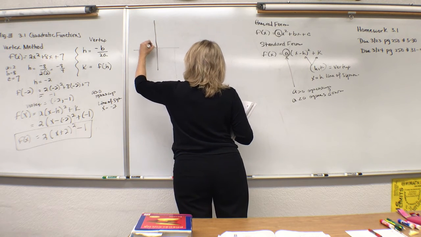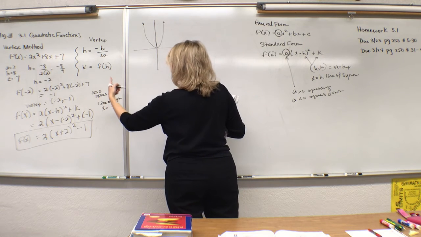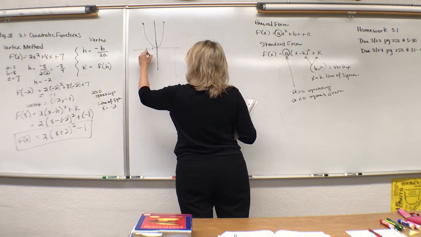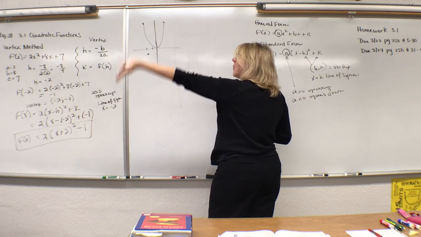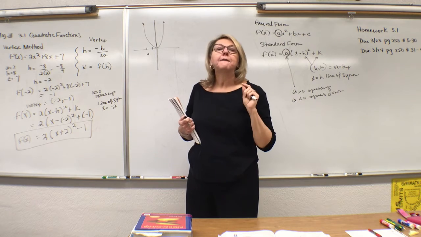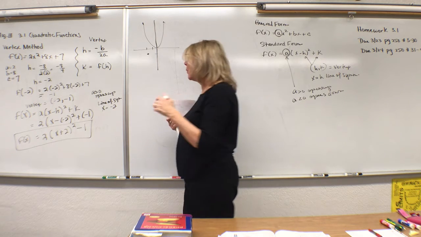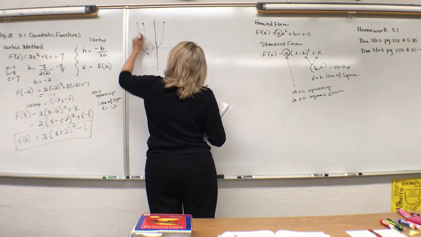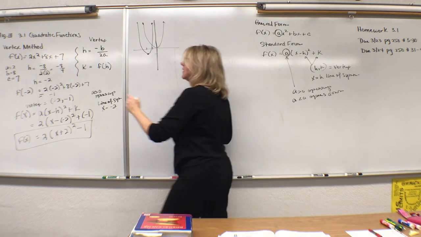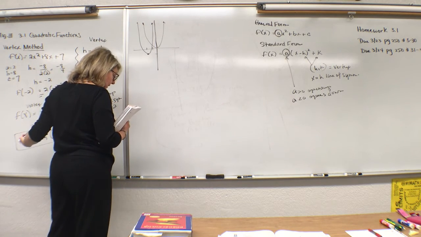Well, here's the parent function. I've gone to place my vertex now at negative 2, negative 1, which means I've gone left 2 and down 1. A is positive, so I'm opening up, and oh, by the way, I have a bit of a vertical stretch because that multiplier is greater than 1. So this one would be just a bit taller and thinner than the parent function. So this is me using the vertex method to convert from general form to standard form.